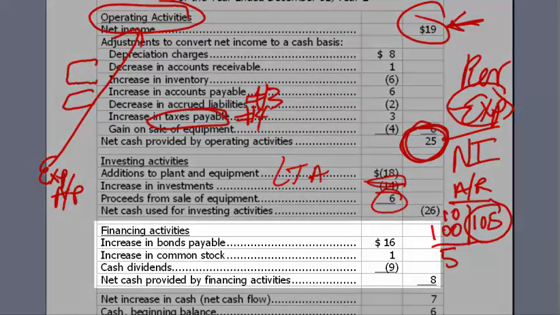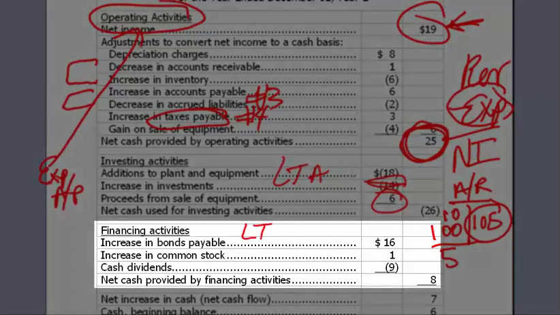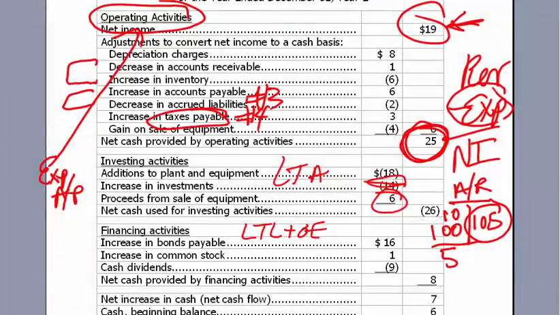And the bottom section is your long-term liabilities and owner's equity. And the issue there is if you have sold more bonds, so if your bonds payable is increased, you've got more cash because that's what people give you. If you've sold stock, you've got more. If you've paid out dividends, you have less. So those should make sense.